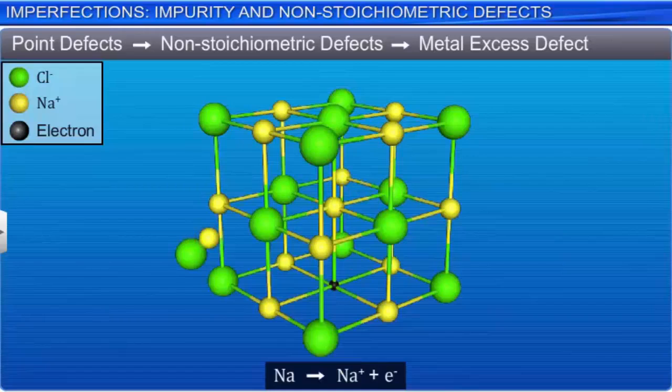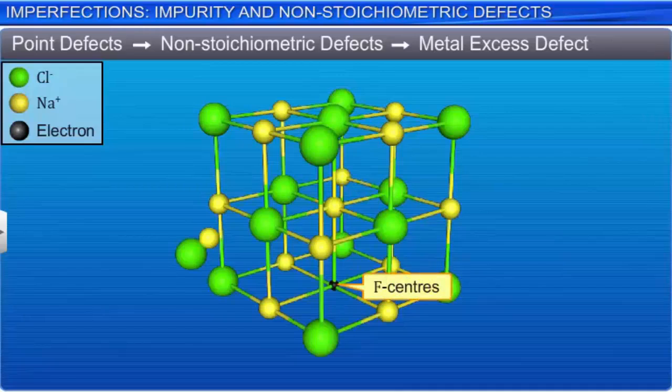The electrons so released diffuse into the crystal and occupy the anionic sites created by the diffusion of the chloride ions. As a result, the crystal now has an excess of sodium ions. The anionic sites occupied by unpaired electrons are called F centers.